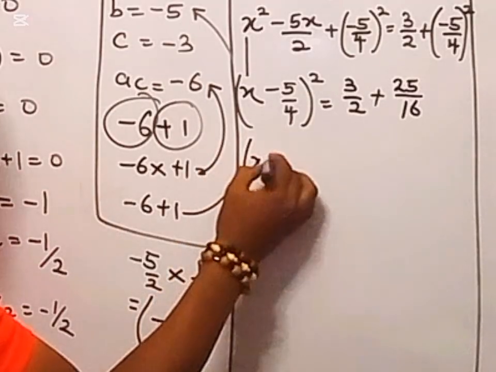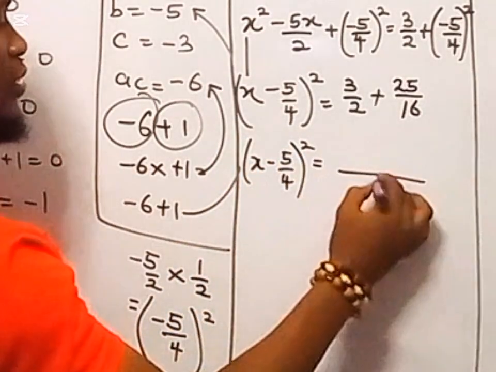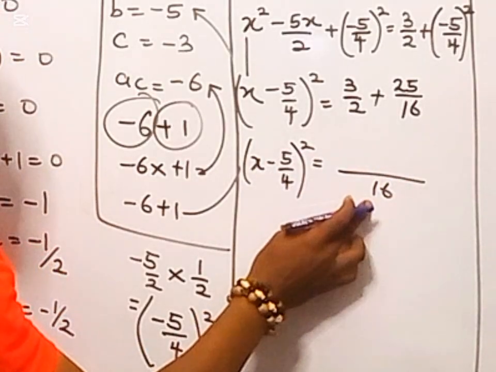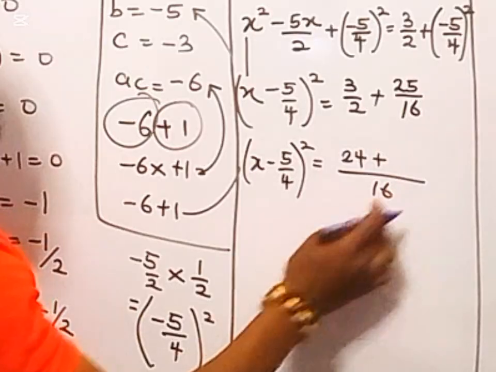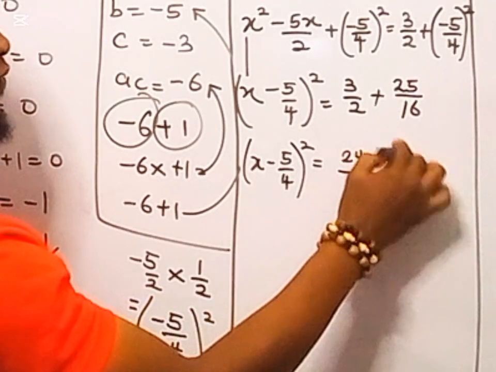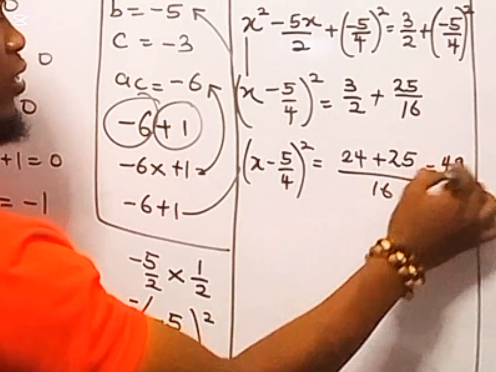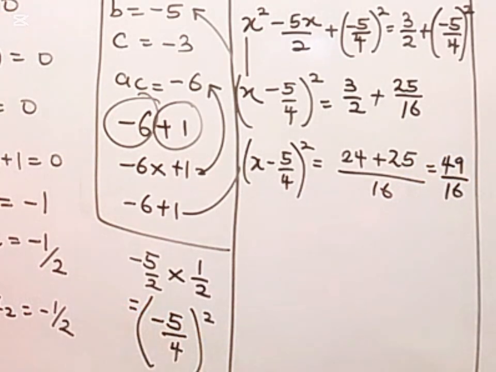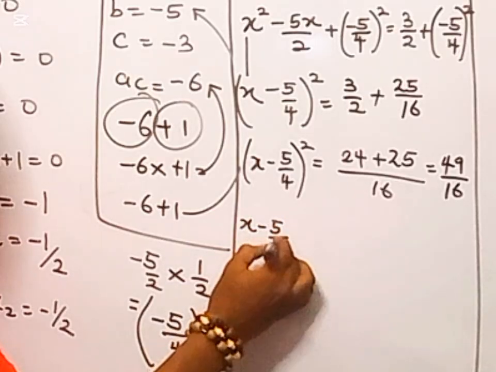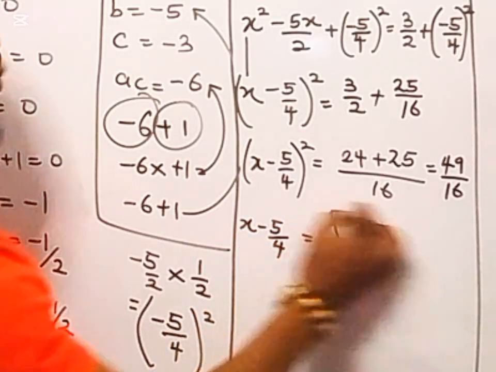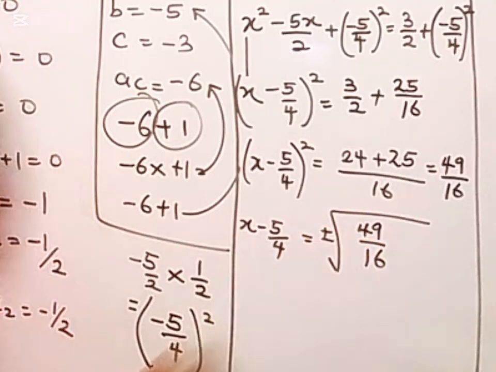So I still have x minus 5 over 4 all squared is equal to what? 2 in 16 is 8. 8 times 3 is 24. Plus 16 in 16 is 1. 1 times 25 is 25. So this will give me 49 over 16. So to get rid of this square, I do what? Square root. So the square root will come over to the other side and become plus or minus.